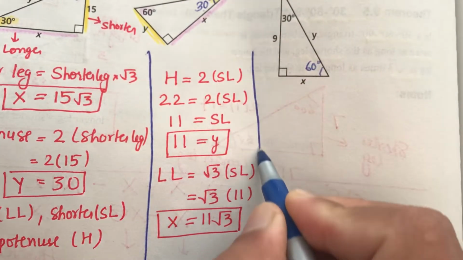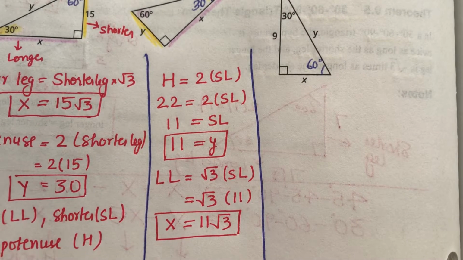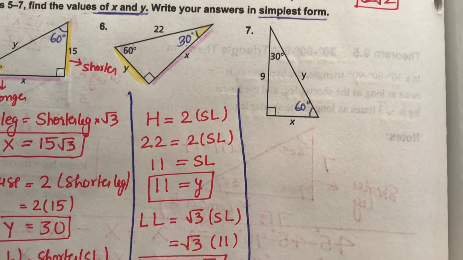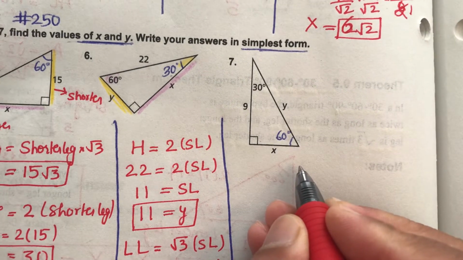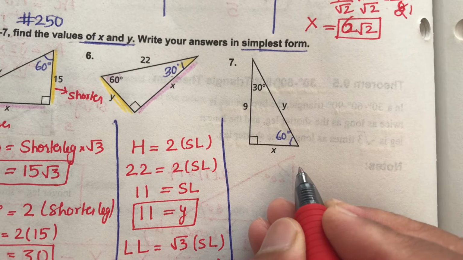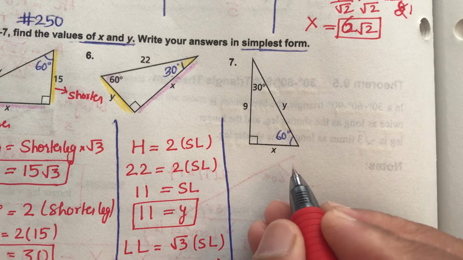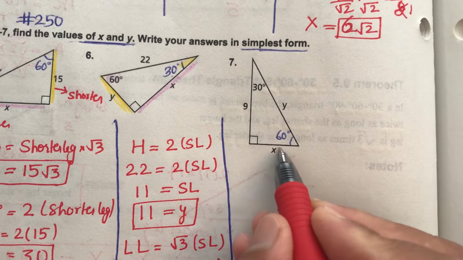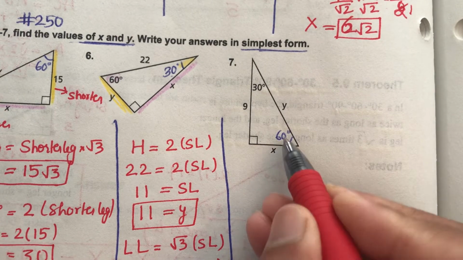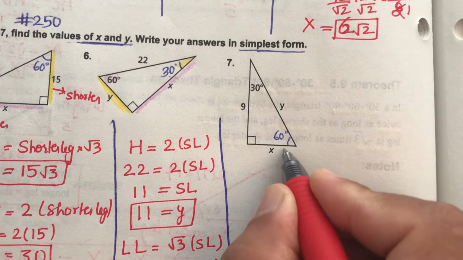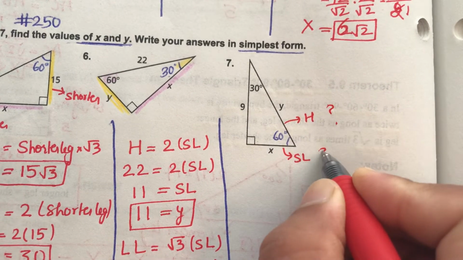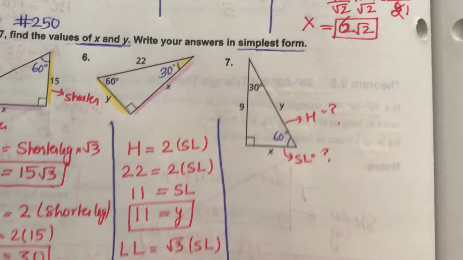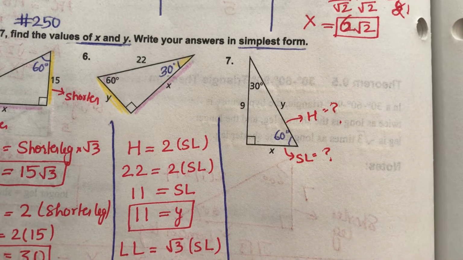Let's move to the next question. In the next problem, again, as I told you, all three are 30, 60, 90 triangles. We don't have to worry about looking at x and y. Just think about what you're supposed to find. Here I am supposed to find my shorter leg and my hypotenuse. How to find it? Whatever is given, we start our theory based on that.